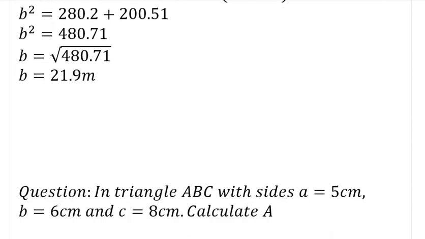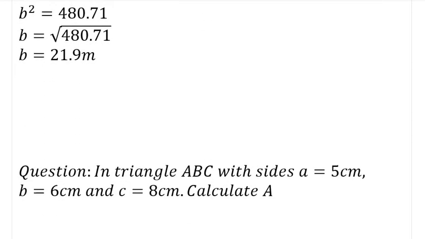Let's look at another question. Now, this is another question. Beautiful. In triangle ABC with side A 5 cm, B 6 cm, and C 8 cm, calculate A. Whenever you see a capital letter, it means you are looking for the angle. Remember, we are told whenever we are given three sides in a triangle, it means we can use this cosine rule. Beautiful. So we are given side A, B, and C. We have to look for this angle. When you see a capital letter, it means you have to calculate the angle.